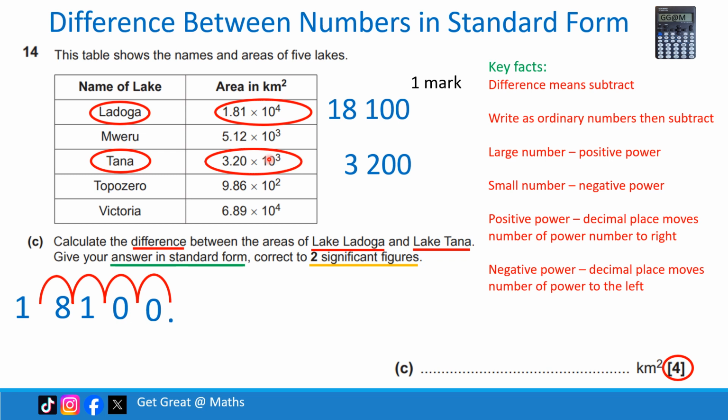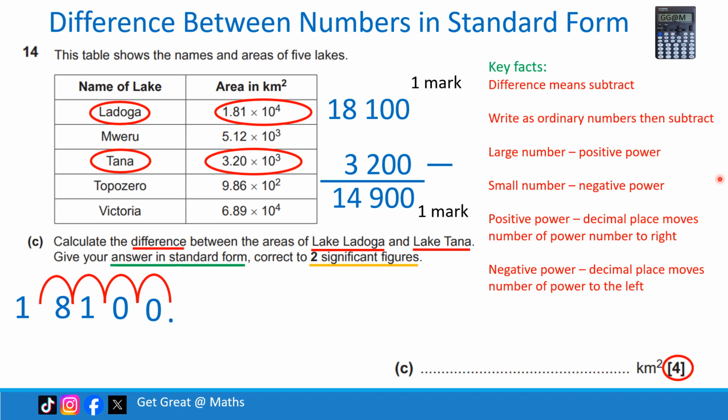From here, we need to subtract the numbers because we've got to find the difference. You are allowed a calculator for this question, so you can literally just type them in on the calculator, or you could have even typed in the question on the calculator in the first place. You'll be given the answer 14,900, which is your second mark.